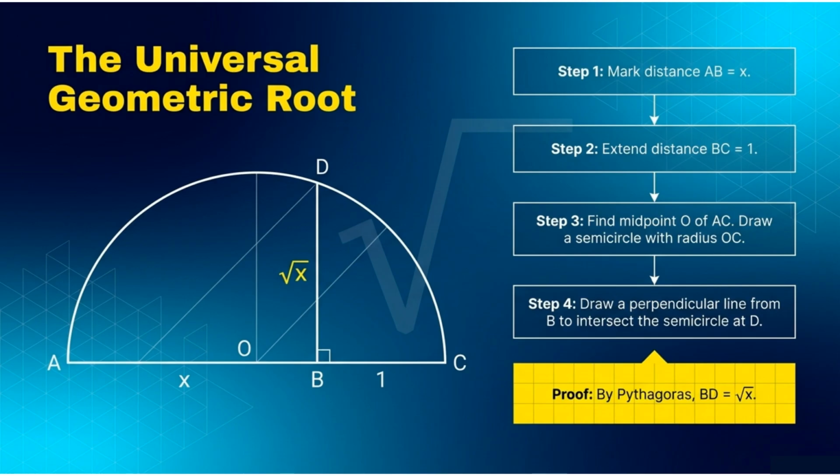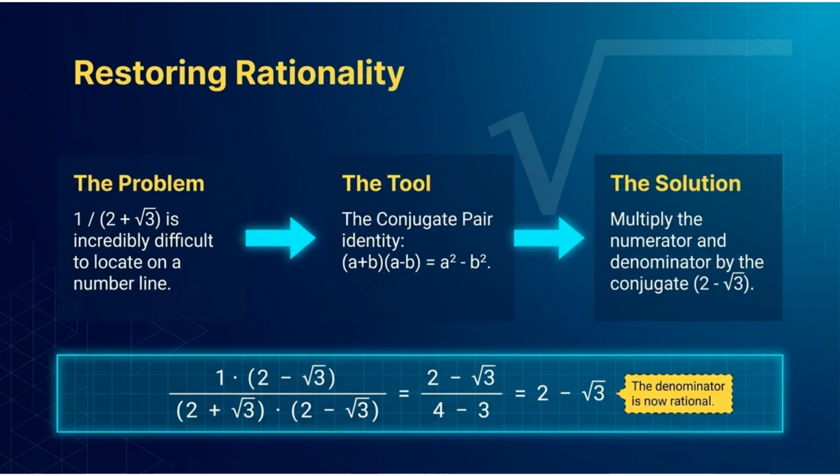The universal geometric root construction provides a method to find the square root of any positive number x geometrically, using a semicircle and a perpendicular line segment. Restoring rationality to a denominator involves a tool called the conjugate pair identity, which simplifies expressions like 1 divided by 2 plus square root of 3 into a rational denominator by multiplying the numerator and denominator by the conjugate.